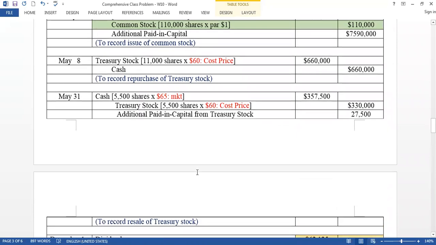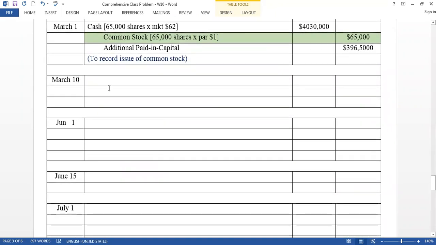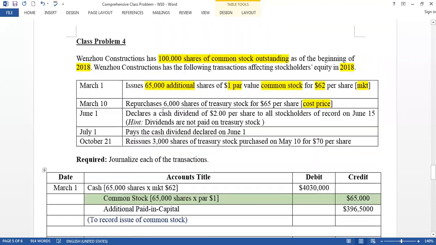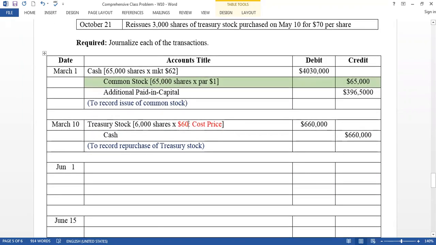So we have the journal entry here. Company repurchases treasury stock. Treasury stock debit: how many treasury stock did they purchase? They purchased 6,000 shares of treasury stock. And what is the cost price? Cost price is $65, so $390,000 is the treasury stock. So they buy 6,000 shares of treasury stock, and the market price was $65. So it is their cost.